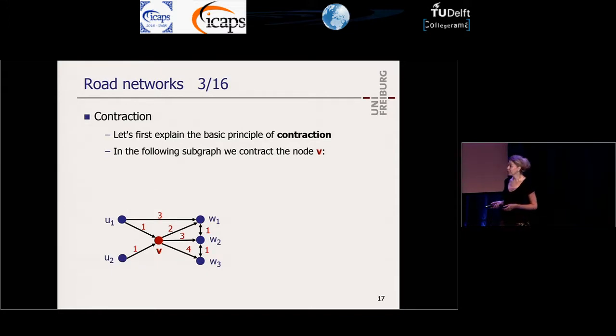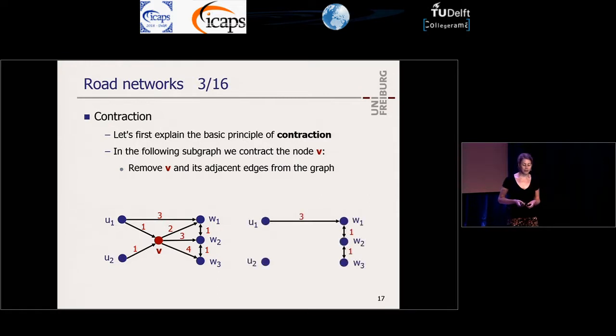So here's a subgraph, and I have a node V in the middle. It's the red one. So contraction, we are talking about removing nodes now. So let's remove this node. Here, to the right, you just have the graph with a node removed. Now, I've changed shortest paths, maybe, for the nodes that are remaining. So I can't get from U2 to W1 anymore, right? Because this was connected, this is no longer connected.